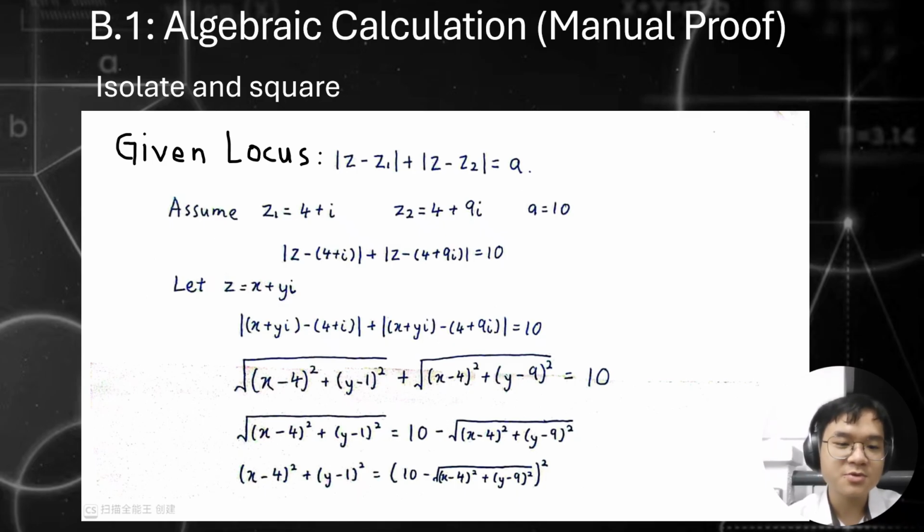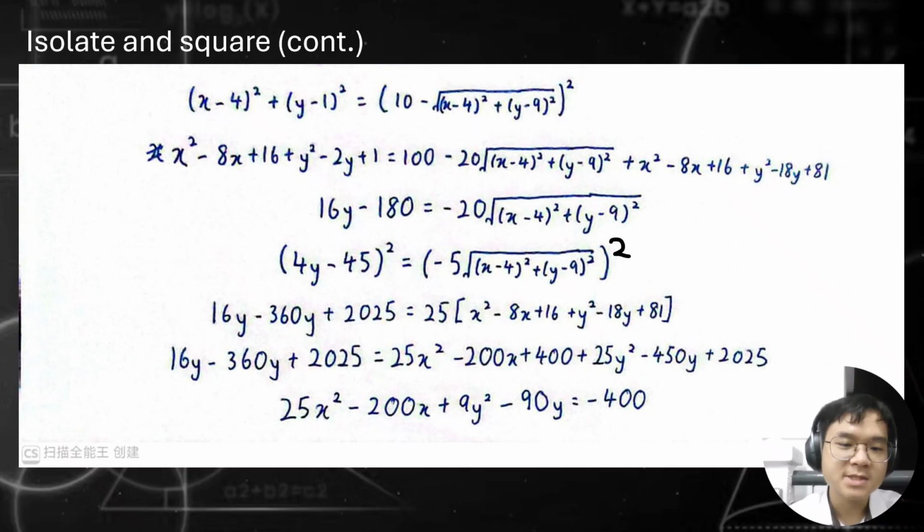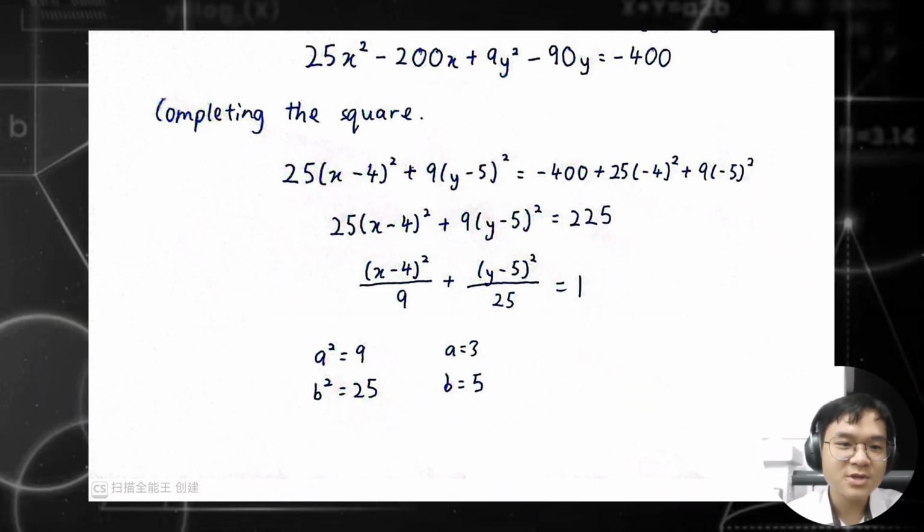plus yi. We substitute the whole thing inside, and the x part will be the real number, and the y part will be the imaginary number, and we square and square root the equations. Then we expand and simplify. After that, we square again, and expand and simplify again. Lastly, we use the complete the square method, and we divide the whole thing by the right side part, because the right side should be 1, and the final answer is A equal to 3 and B equal to 5.